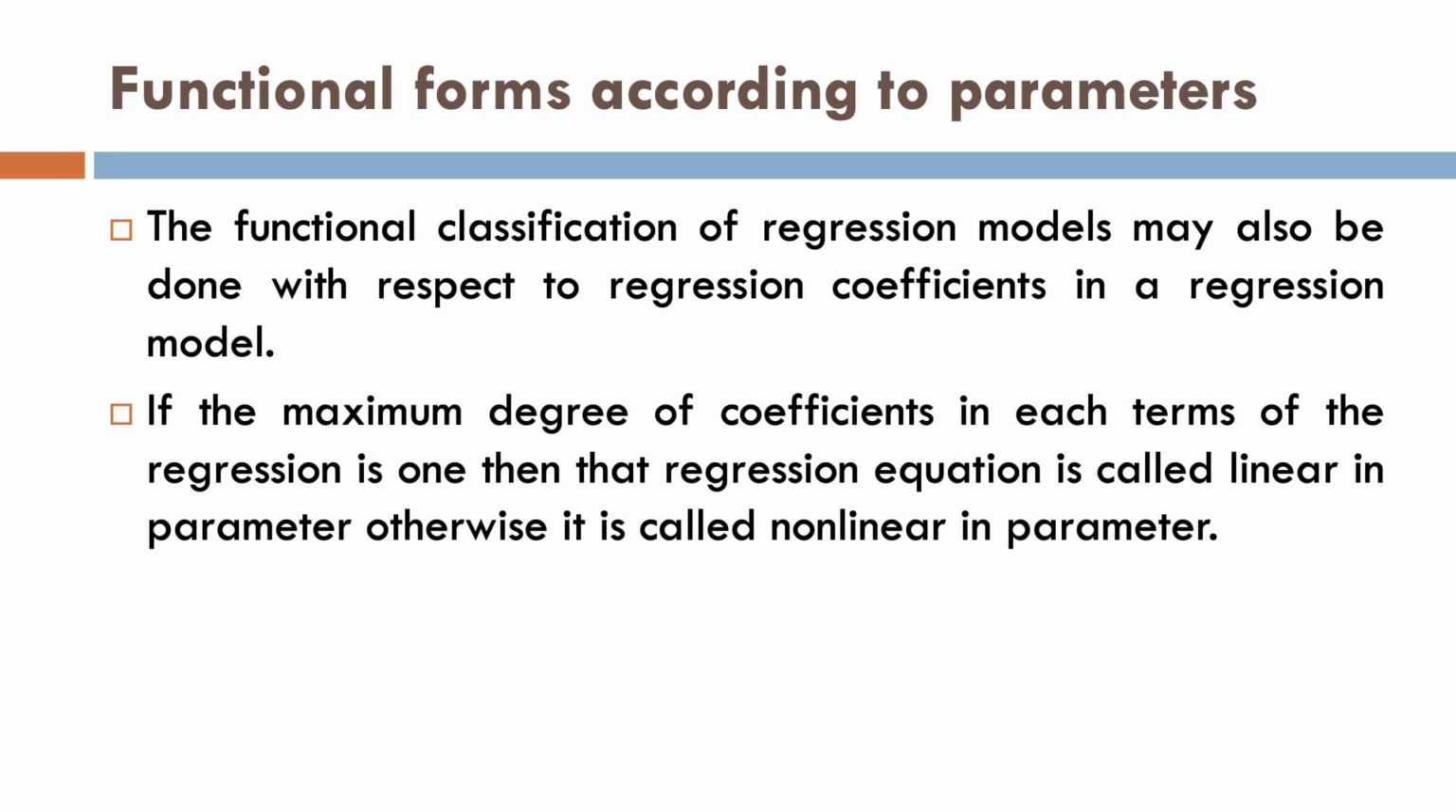These functional classifications are done according to the parameters. The functional classification of regression models done with respect to regression coefficients will present another dimension of linearity and non-linearity in the regression models. If the maximum degree of coefficients in each term of the regression is 1, then that regression equation is called linear in parameters, or otherwise it is called non-linear in parameters.